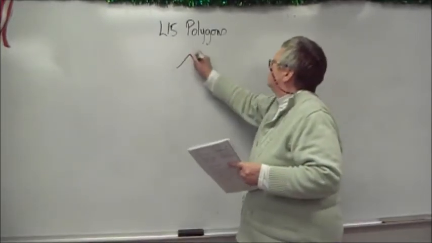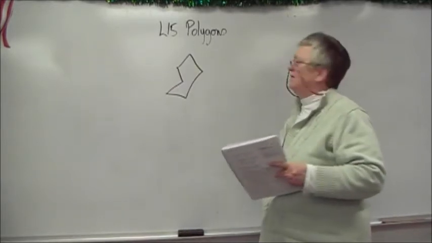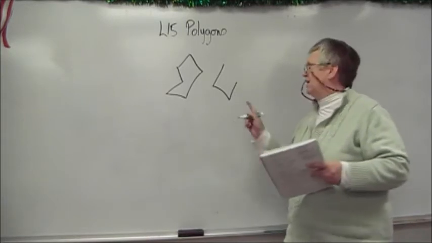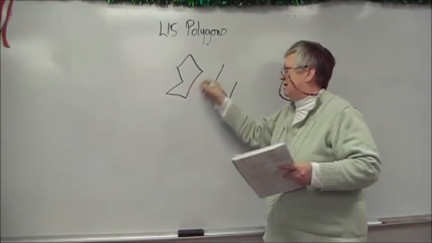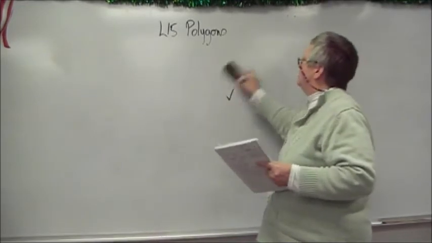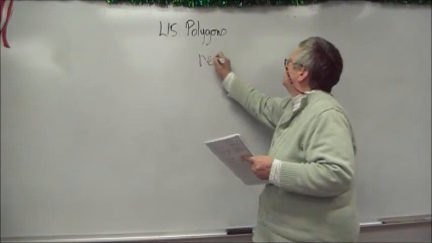So in other words, that's a polygon. But if you had it like that, that is not a polygon because it has to be a closed shape. So it has to go all the way around and close it. So you'd have different ways of doing those. We have regular polygons.